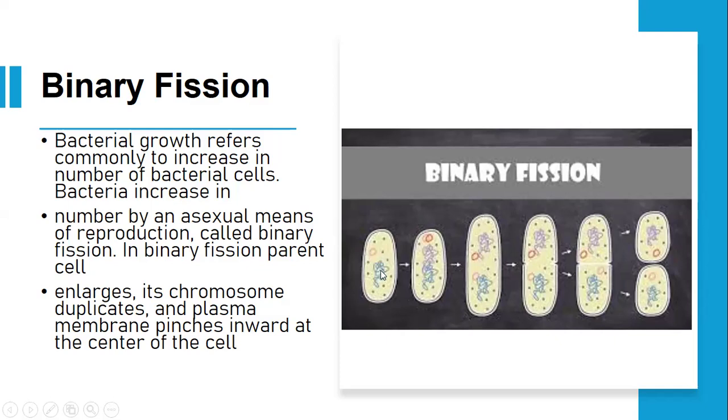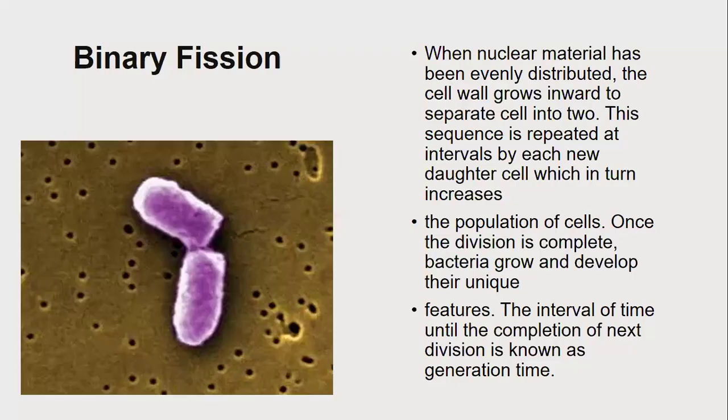as the plasmid. Similarly, both types of structures divide internally. Externally, the plasma membrane is also divided, pinches in this manner, and forms two cells from the one cell. This mechanism is usually observed in bacteria and is known as binary fission. When nuclear material has been eventually distributed, the cell wall grows inward to separate the cell into two. This sequence is repeated at intervals by each new daughter cell, which in turn increases the population of the cells.